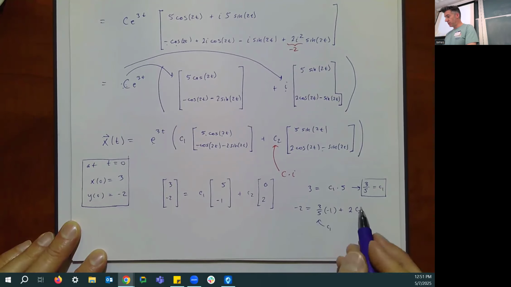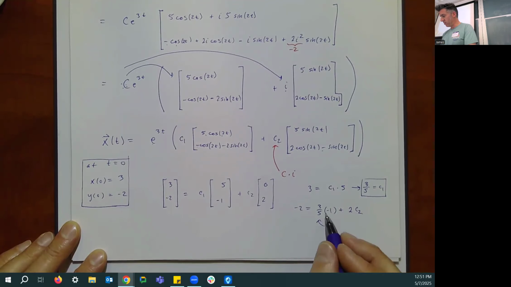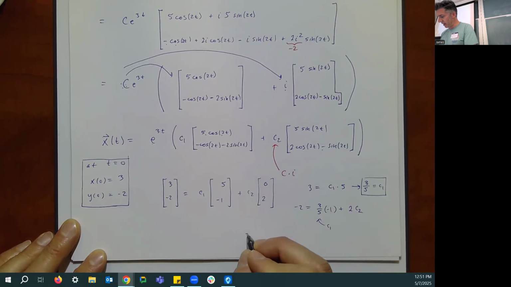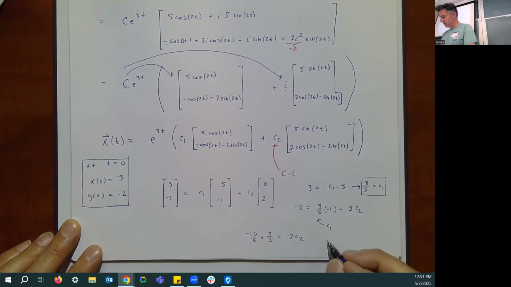So then I can solve for C2 and get, let's see, -2 plus 3/5. So I've got -10/5 plus 3/5 equals 2 times C2. So -7/5 divided by 2 is going to be negative 7/10. So negative 7/10 is equal to C2.